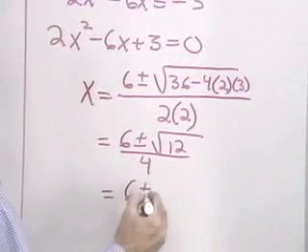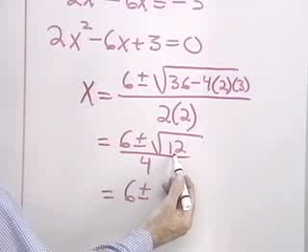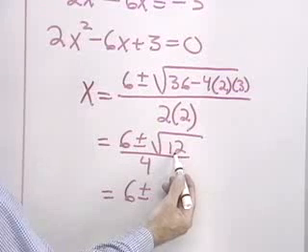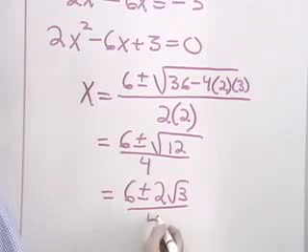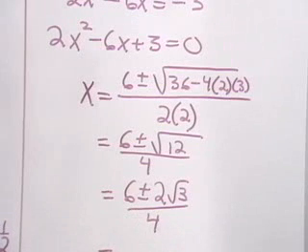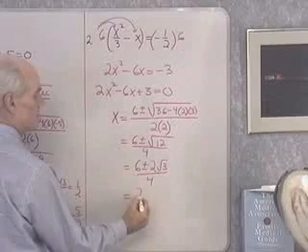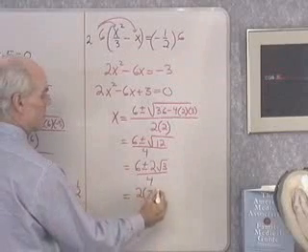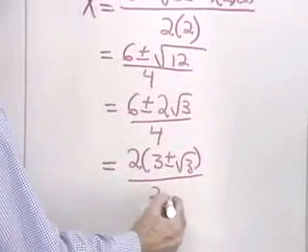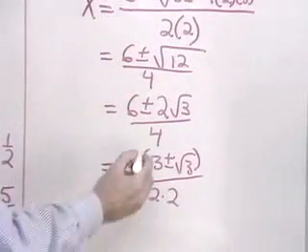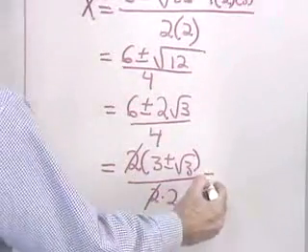This is 6 plus or minus, I need to put this radical in simplified form. 12 is 4 times 3, so I have 2 square root 3, all divided by 4. This will reduce to lowest terms by factoring a 2 from each term. 2 times 3 plus or minus square root 3. And I'll show the 2 in the denominator by writing 4 as 2 times 2. Divide those out, and here's my solution.